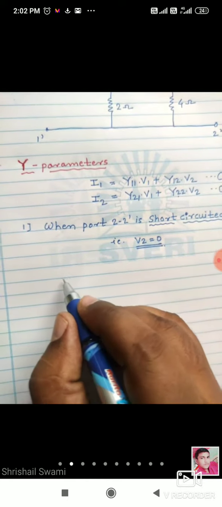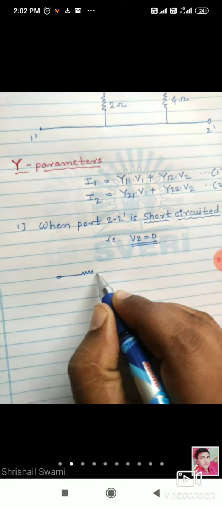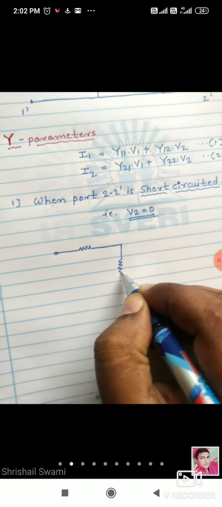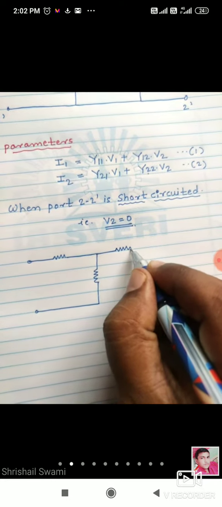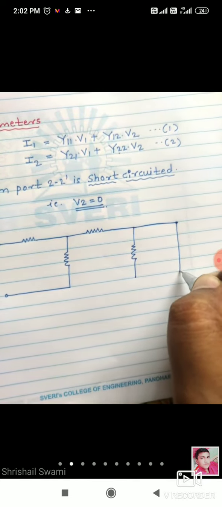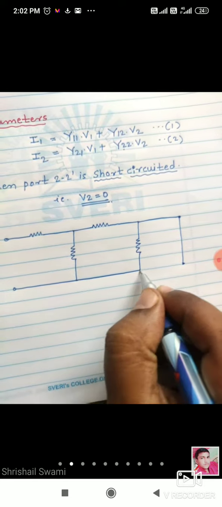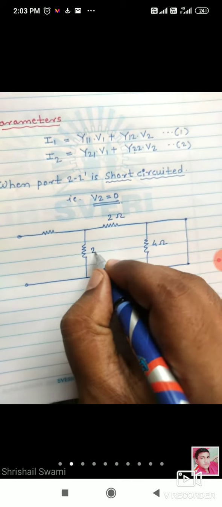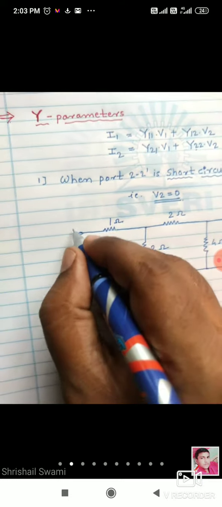Okay, so again you can draw the network. We have to show lot of things in the diagram. We have to mark a lot of things. So redraw the circuit according to the condition every time. Now you have shorted this. Second port you have shorted. This is 4 ohm. This is 2 ohm. This is 2 ohm. This is 1 ohm. 1 dash.